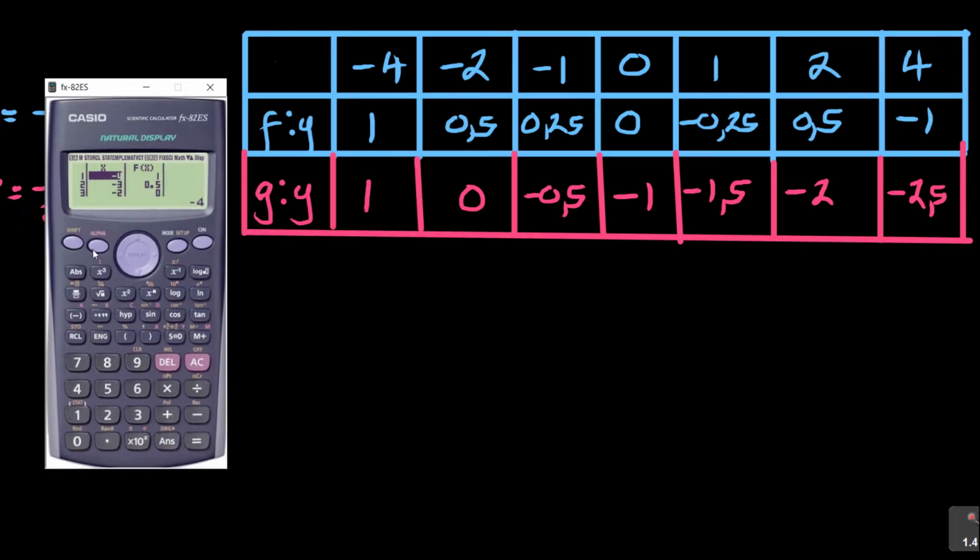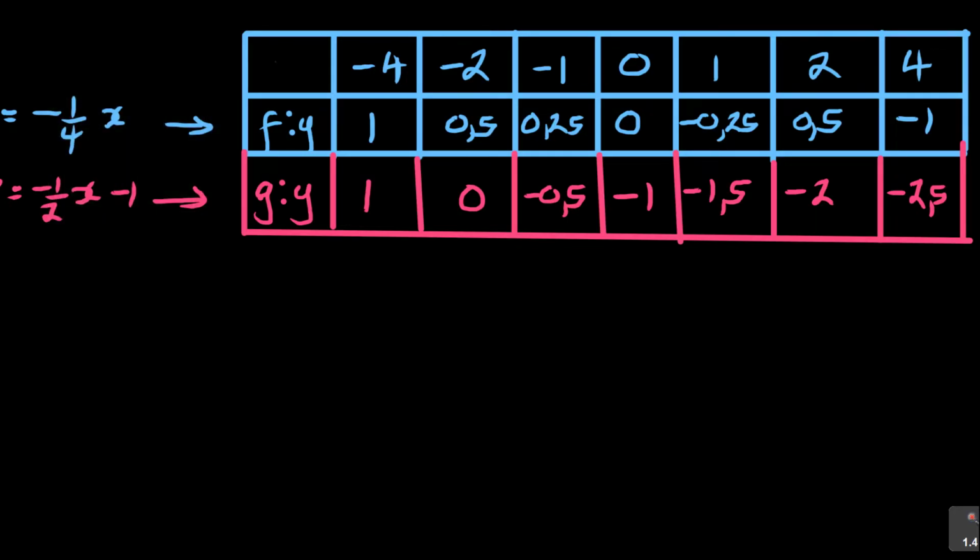If you look at what I did there for g of x, minus 4 is this 1, and then I don't have minus 3, minus 2 is that 0, as you can see. And then minus 1 is negative 0.5. So if you do that, you will get these values.